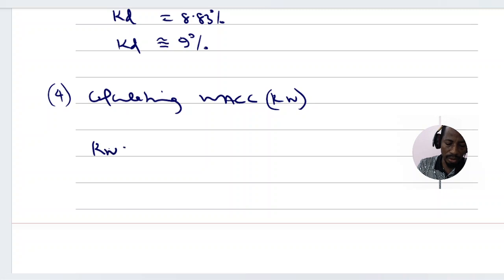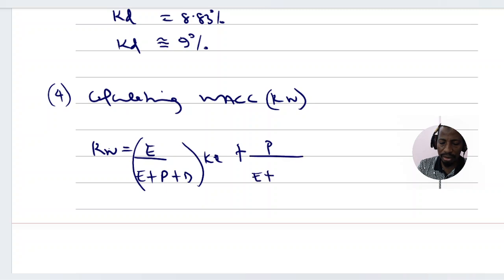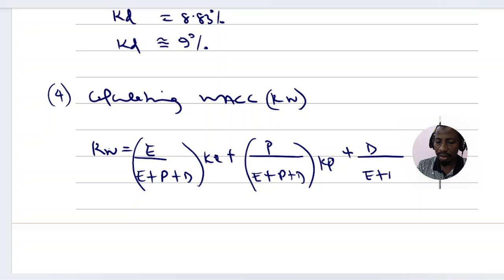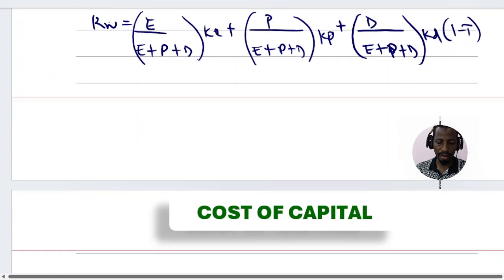So using the formula, WACC is equal to equity value over equity plus preference share plus debt, multiplied by cost of equity, plus value of the preference share over equity plus preference share plus debt, multiplied by cost of preference share, then plus value of the debenture over equity plus preference share plus debt, multiplied by the cost of the debenture times 1 minus tax. Okay, so that's that.